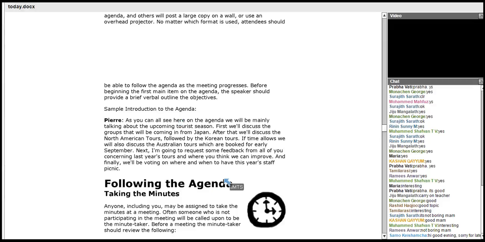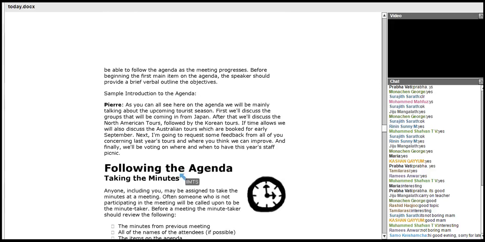As you can all see here on the agenda, we will mainly be talking about the upcoming tourist season. Finally, we will discuss the groups that will be coming in from Japan. After that, we will discuss the North American tours followed by Korean tours. If time allows, we will also discuss the Australian tours which are booked for early September. Next, I am going to request some feedback from all of you concerning last year's tours and where you think we can improve. And finally, we will be voting on where and when to have this year's staff picnic.